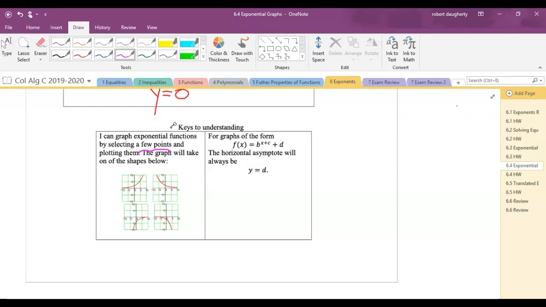And then when you see a function that looks like this, whatever this number is off by itself, that is your horizontal asymptote. So if I gave you a graph that looked like this, -4 to the 2x plus 7 minus 5, what's the horizontal asymptote there? -5. Y equal -5 is the horizontal asymptote. This gets a little bit more complicated, but the horizontal asymptote is going to be y equal -5, that number that's off by itself.